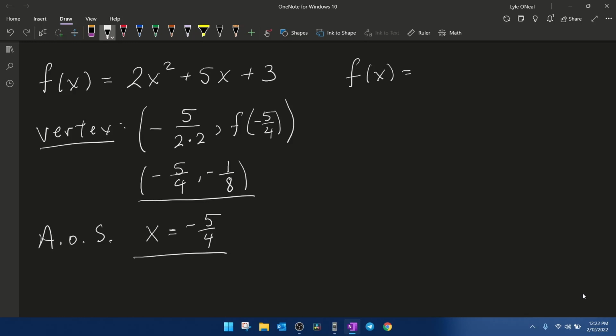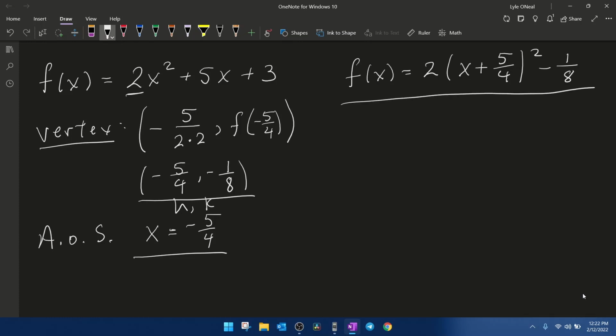Remember, the vertex form is f of x equals a, which is going to be 2, the same value, times x minus h. Remember, in the vertex, that is h comma k, and minus a negative will make that a plus 5/4 squared plus k, which in this case is minus 1/8, and that would give us the vertex form of this quadratic function.